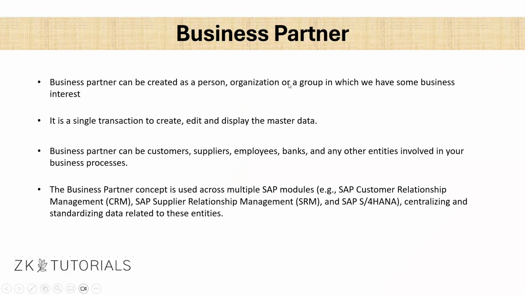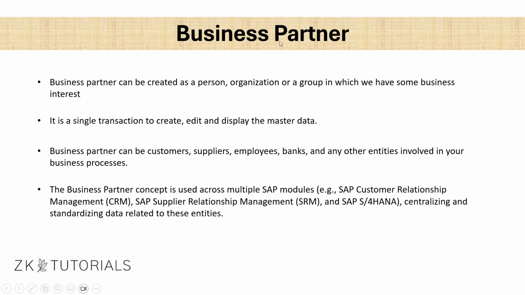So first we will do business partner. We'll understand what is business partner and then we'll understand what is business partner role. Business partner is the person who is directly related with the activities which are done in our business. Business partner can be a customer, supplier, or employee, or banks, anyone who is doing business activities with our organization.